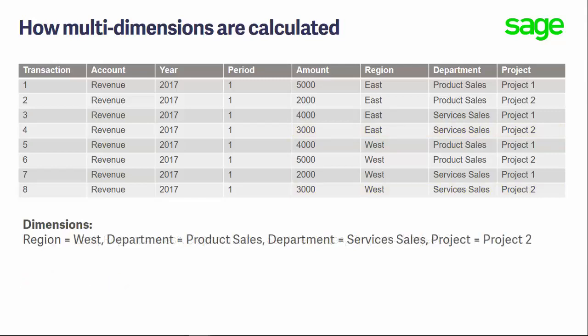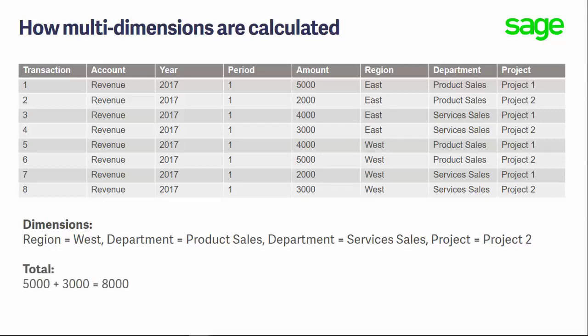Let's take a look at one last example of a similar nature. Say that I want to view totals that are part of my second project and generated both by my product and services sales departments, but only in my West region. I would need to select region equals West, department equals product sales, department equals services sales, and project equals project 2.